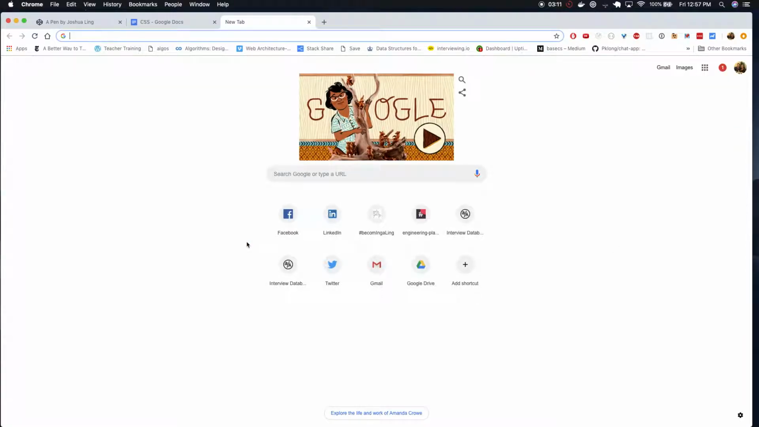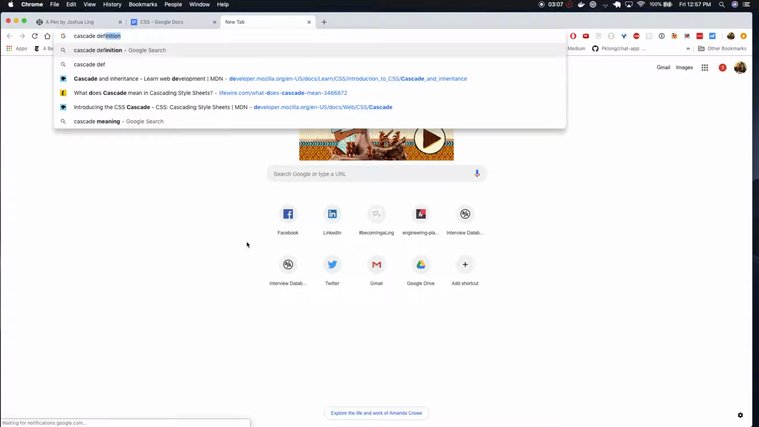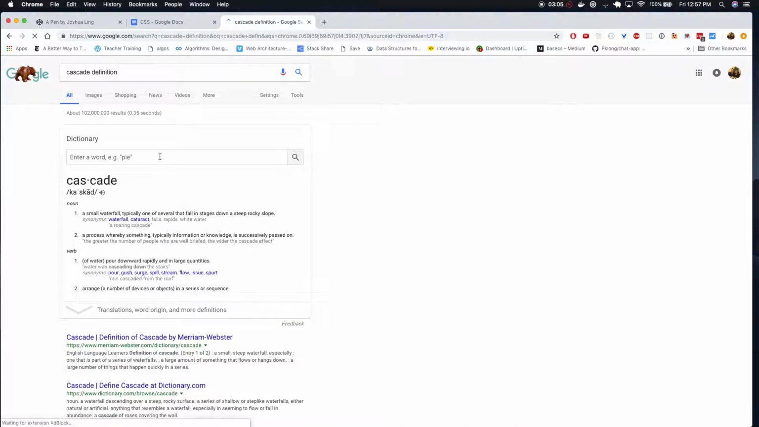So what in the world does cascading or cascade mean? So let's look that up really quickly in Google. So cascade definition. And we see here that cascade is a small waterfall or something, typically information or knowledge, that is passed on. Now, what does that mean when it comes to styling?